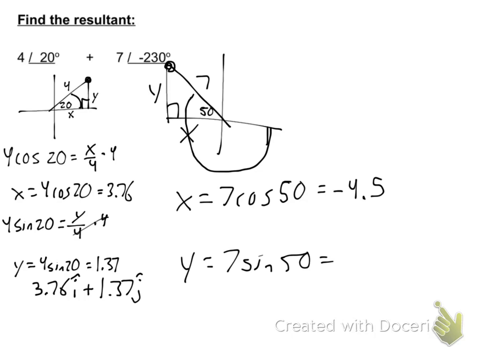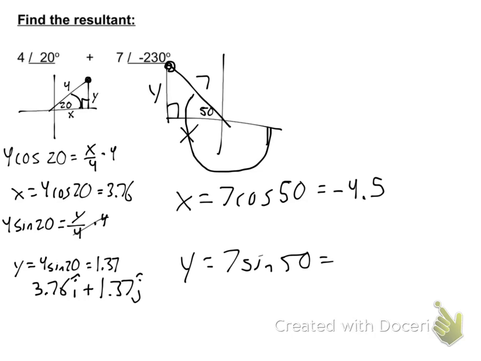Because x is actually going backwards. That's how you get a negative 4.5, guys. Good question. X, if I did this, probably comes out to 4.5, doesn't it? But you need to recognize you're in the second quadrant. In the second quadrant, you're going backwards in the x direction, which makes it negative. Y, 7 sine 50.